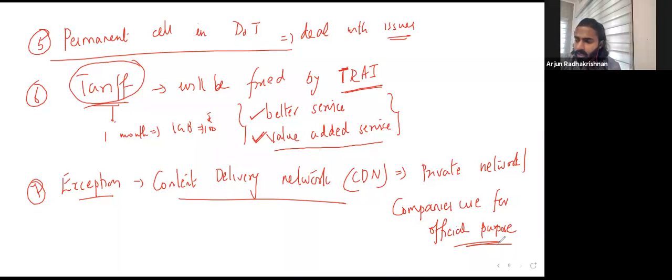So see, suppose a company is using a particular network, they can say that accessing the company mail is free of cost. If you are using that network, you can access the company mail, company website, etc. free of cost. So for these kinds of networks, where companies are using them for their internal or official purposes, you can have some preference given to the company. So content delivery networks will be exempted from net neutrality.